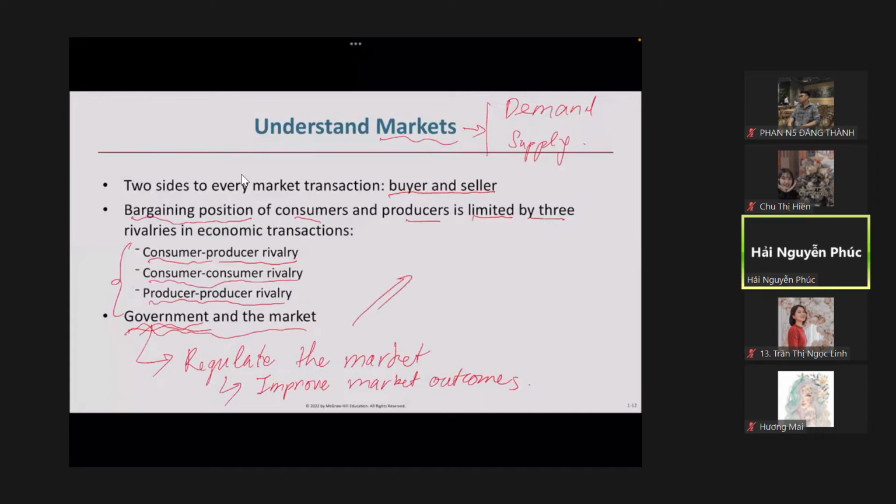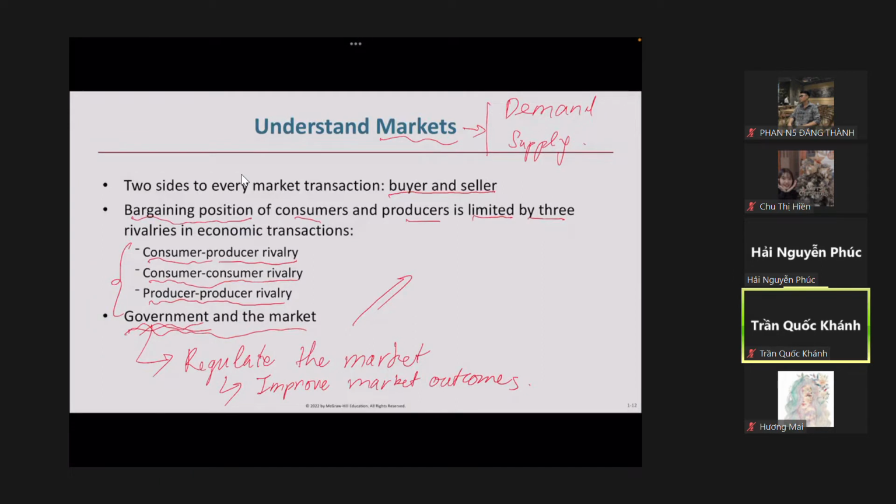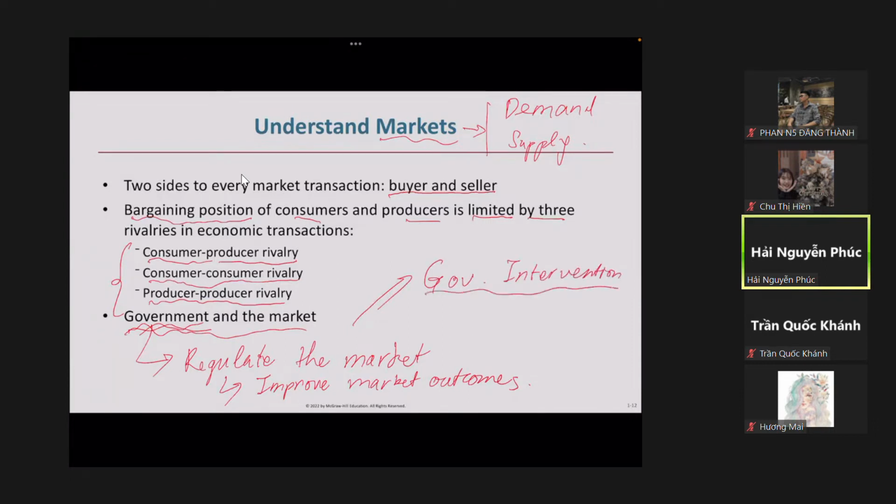Would someone please give me some examples of government intervention in the market? Can you give me some examples of government intervention in the real world? Why do I say the government can regulate the market? What kind of policy implemented by the government can affect the market? What do you think? Give me some examples. What kind of policy?